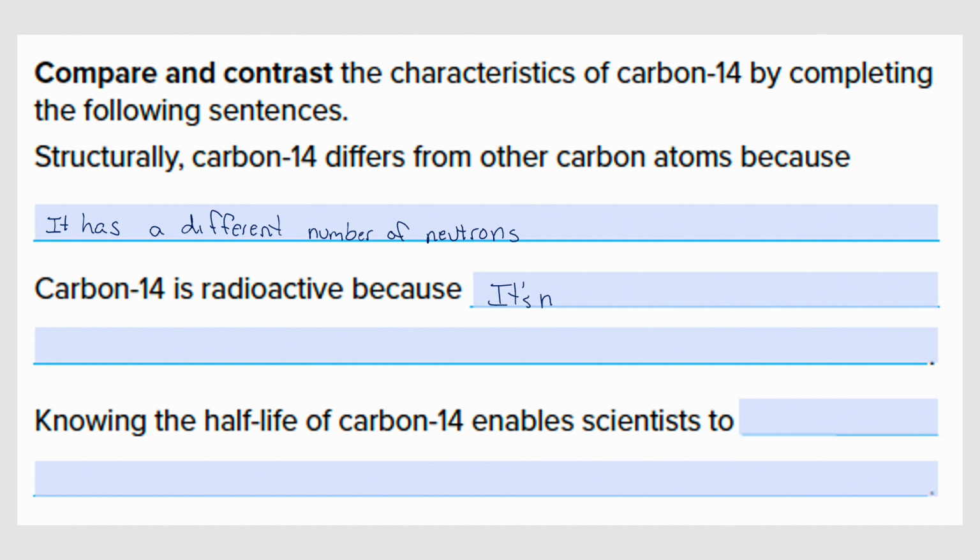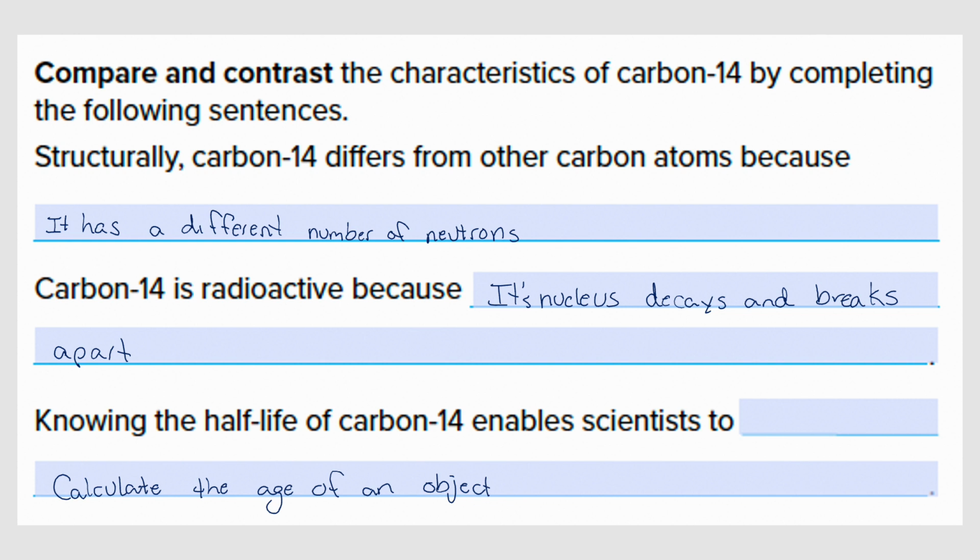So its nucleus decays and breaks apart. Now, knowing the half-life of carbon-14, which is the time it takes to break down the nucleus's mass by half, enables scientists to calculate the age of an object that was once living. So radioactive isotopes are extremely important in terms of calculating the age of once living things.